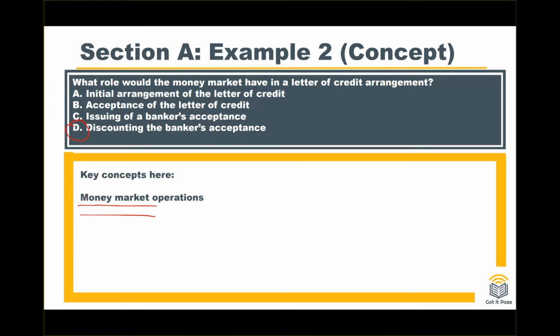For A and B, arrangement of the letter of credit and the acceptance of the letter of credit are about the commercial bank operation. Issuing the letter of credit and accepting it are commercial bank operations, not money market operations. For C, issuing a banker's acceptance is also a commercial bank operation. So the only answer here is discounting the banker's acceptance, which is trading the instrument in the market.